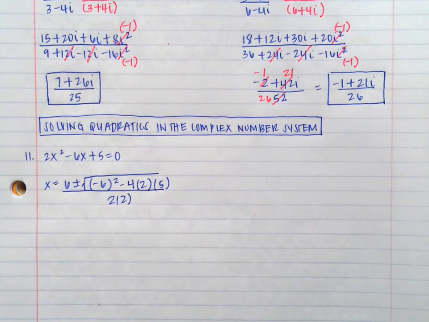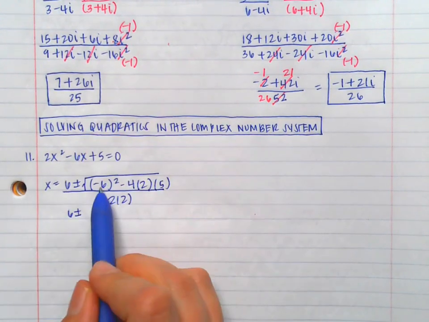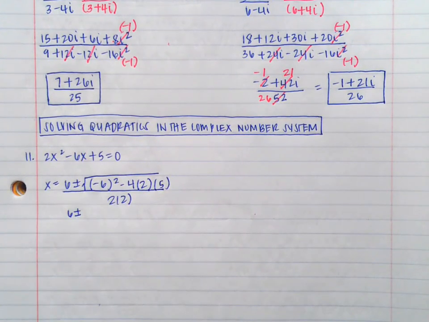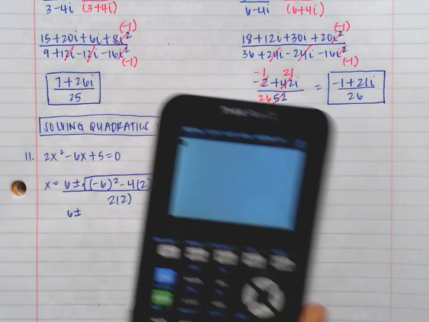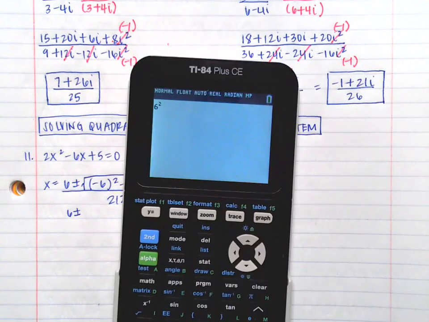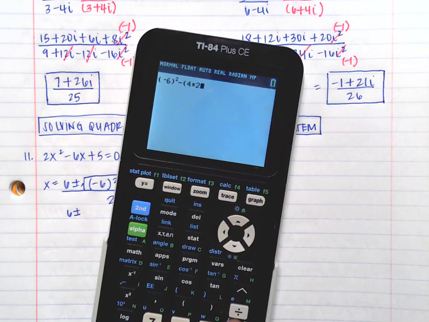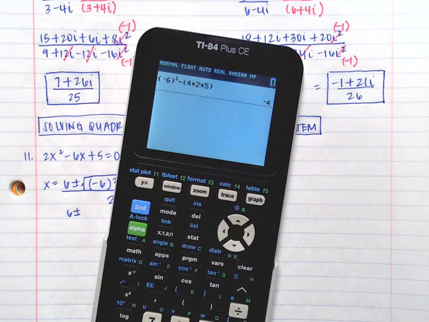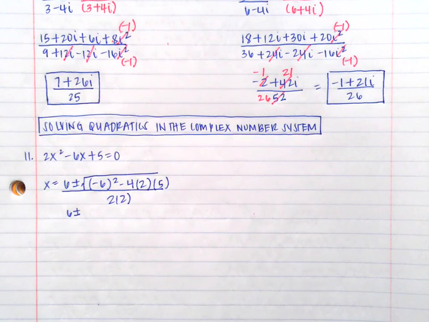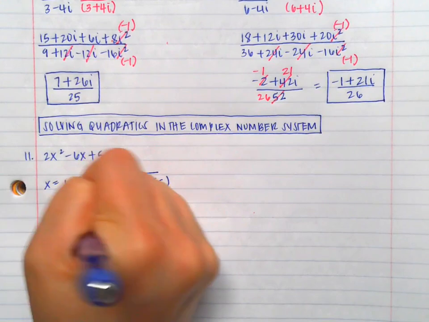And then we simplify. So I simplify the inside first. Negative 6 squared is 36. I would actually just do this whole thing in my calculator. I know it's negative 6 squared, but I know that negative and negative is going to become a positive. If you did do that, you'd have to put it in parentheses. So you'd have to do negative 6 squared minus 4 times 2 times 5. And that gets me negative 4, all over 2 times 2, which is 4.